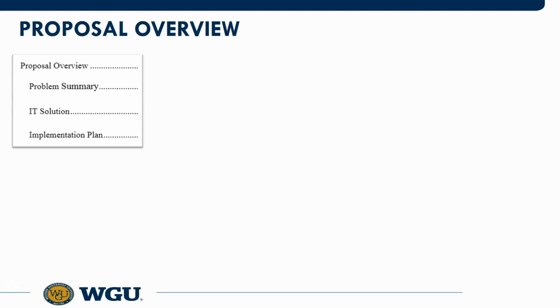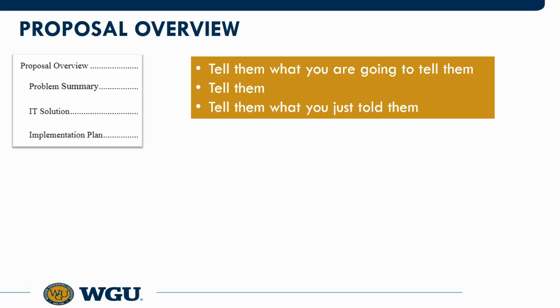The proposal overview has three parts: the problem summary, the IT solution, and the implementation plan. In writing, you've probably heard this golden advice: tell them what you're going to tell them, and tell them what you just told them. So this is the part where you tell them what you're going to tell them.